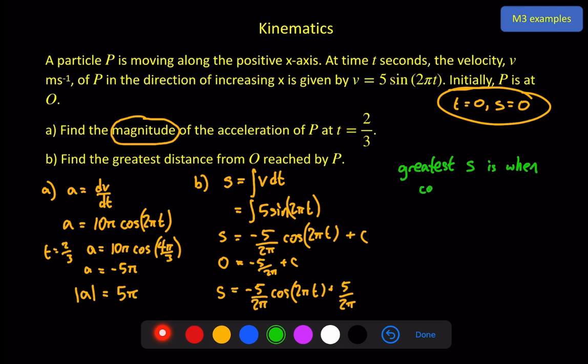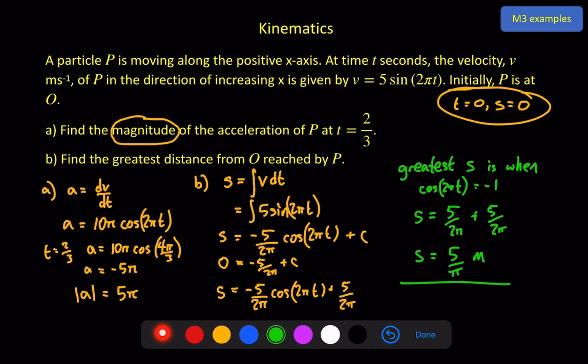when our cosine term equals minus 1. And I don't even need to worry about saying when that happens, I just need to know s at that point is 5 over 2 pi plus 5 over 2 pi, which is equal to 5 over pi meters. And that is the greatest distance reached by P.